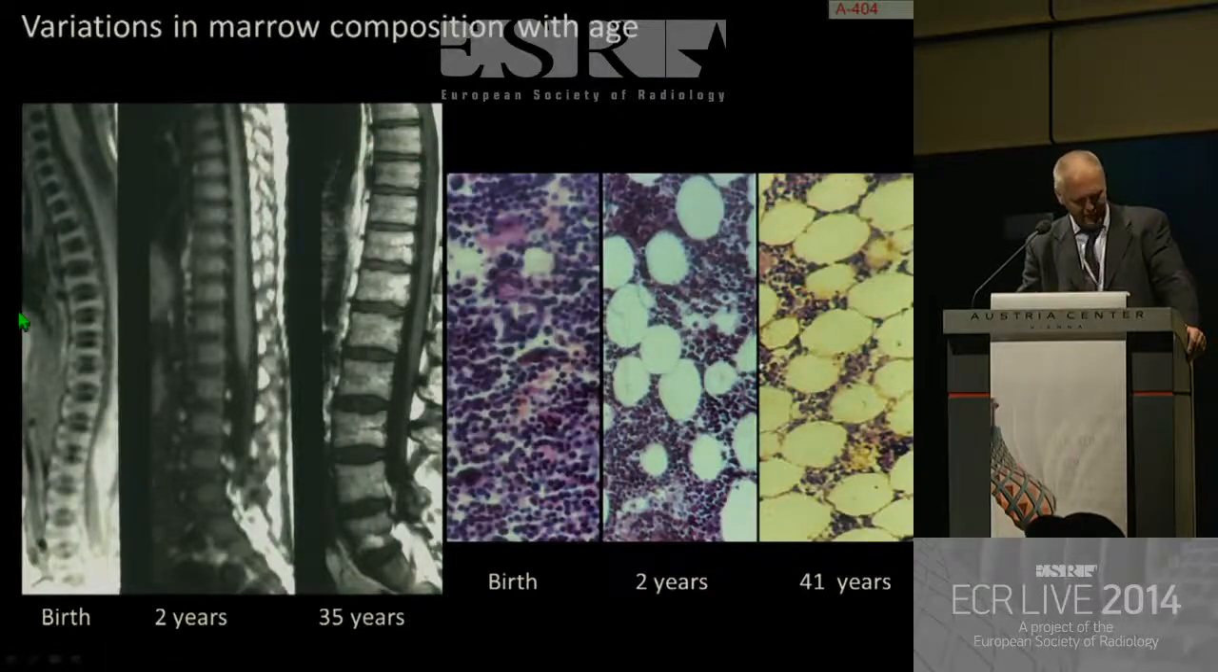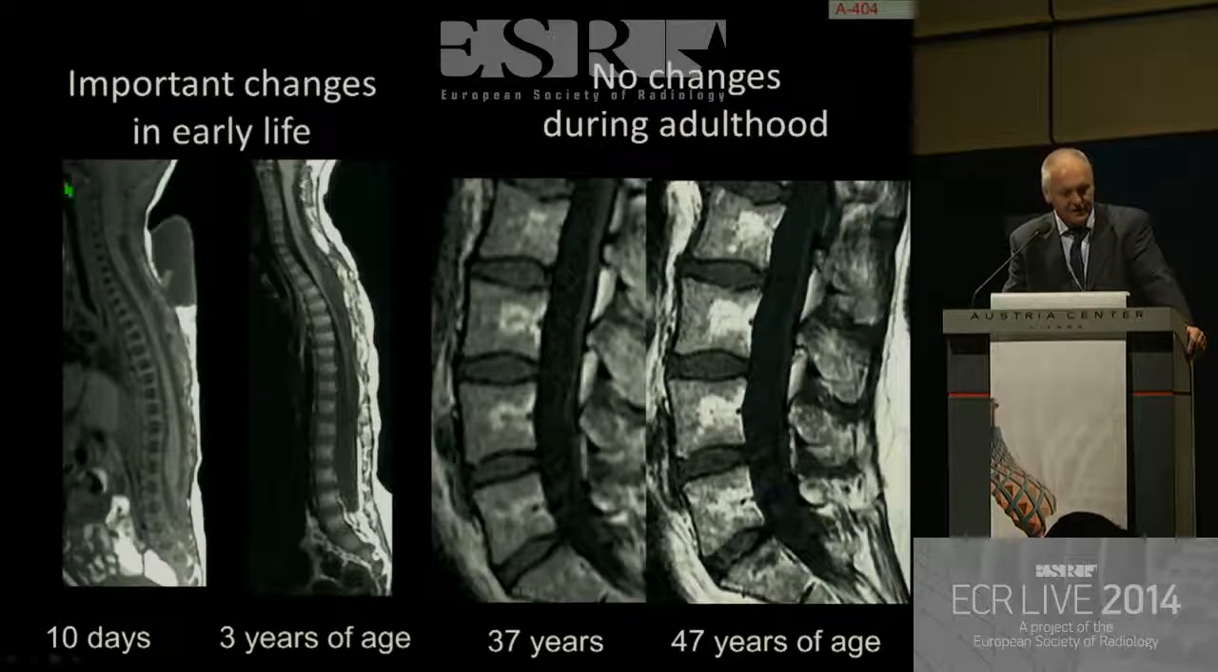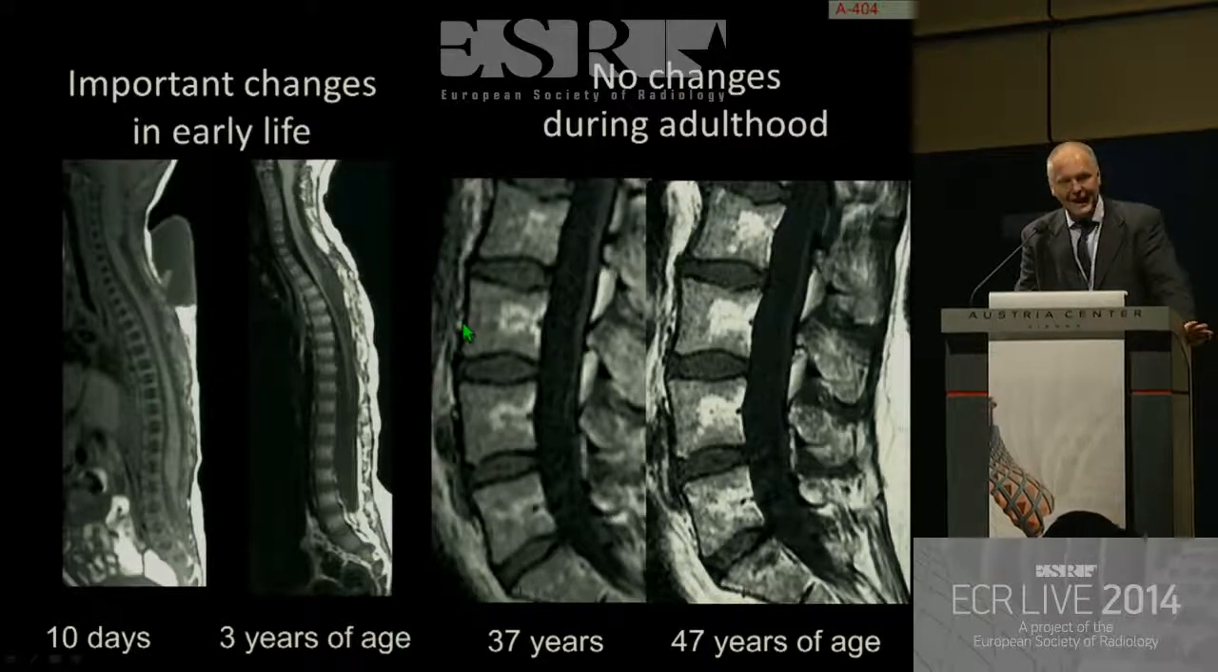Just an example of a patient, this is at birth. The signal intensity of the bone marrow is very low on T1, and the explanation for that is that there is no fat at all. Later on, there is an increase in the amount of fat, and therefore an increase in the high signal intensity. So significant changes during growth and during adulthood.